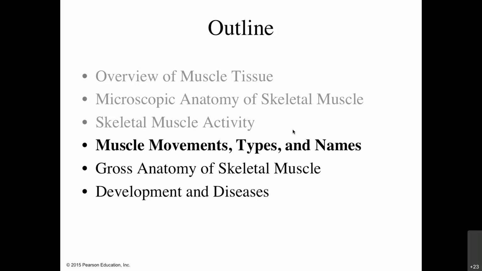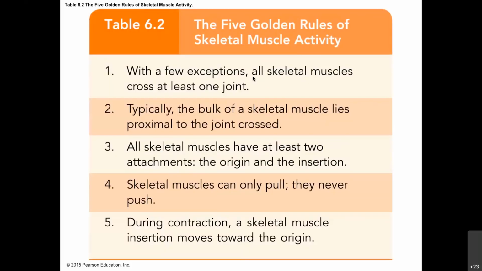Okay, so we're now going to talk about how we get movements from this contraction. Because we zoomed in, we looked at that tiny, tiny thing, muscle cell contraction. Now, how do we zoom out and look at all the different movements and motions possible from our muscles? So, to do that, we need to keep in mind the 5 golden rules of skeletal muscle activity. 1, with a few exceptions, all skeletal muscles cross at least one joint. For this, we're going to focus on our biceps, not because I have very big biceps, but because it's very easy to demonstrate the bicep. So, this is our bicep.